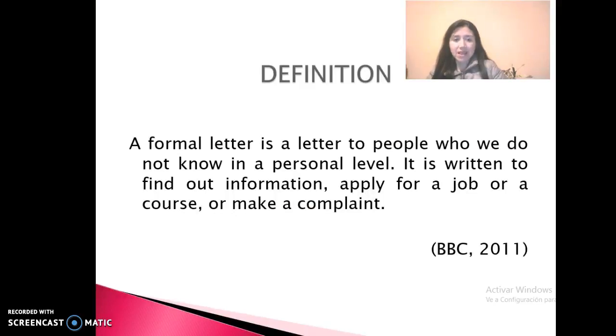Firstly, let's see its definition. A formal letter is a letter to people whom we don't know on a personal level. It is written to find out information, apply for a job or a course, or to make a complaint. In other words, we don't write formal letters to our family or to our friends.